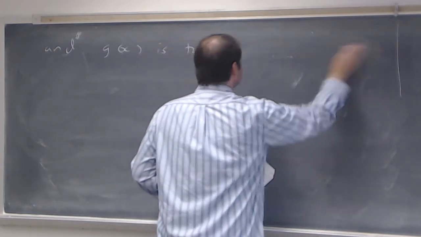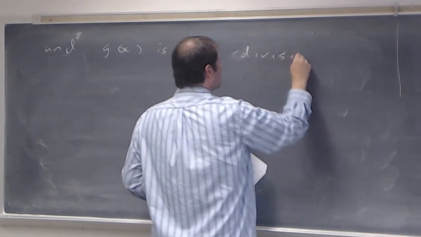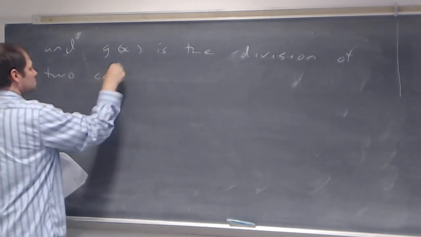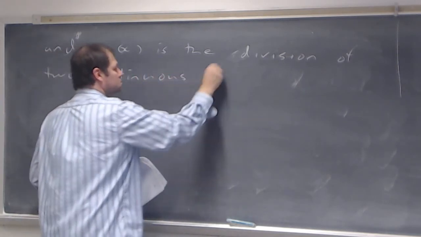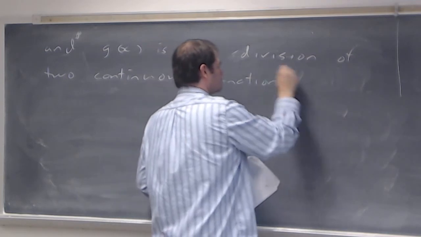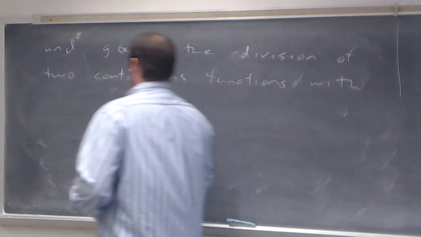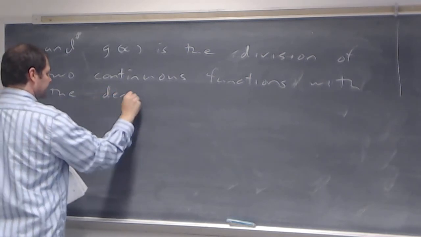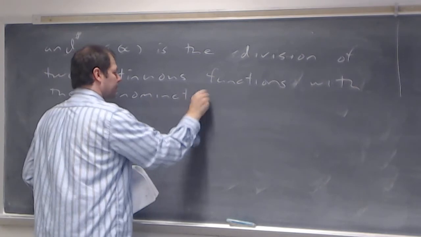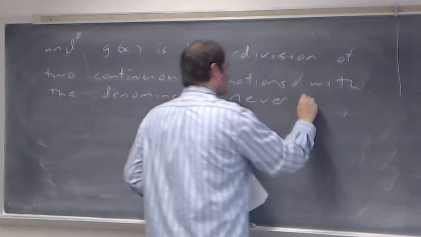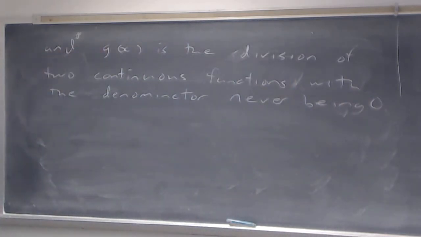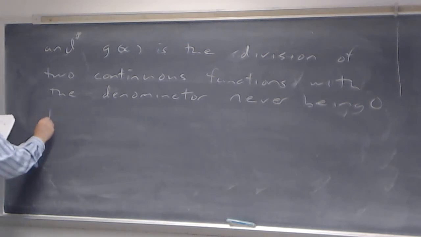Is the division of two continuous functions, with the bottom never being 0, with the denominator never being 0. Okay, that's good. Now, let's look at that bottom just a little bit more.